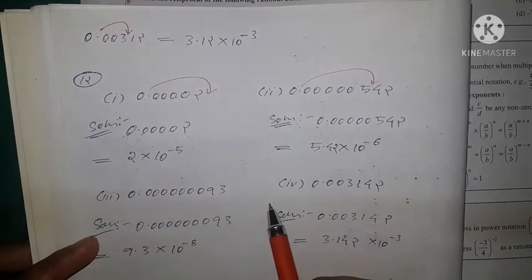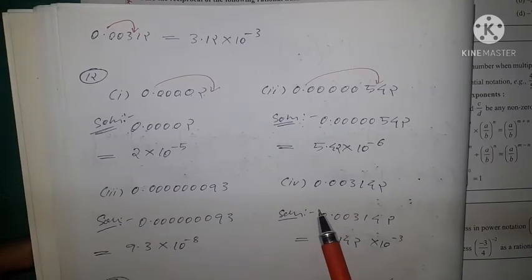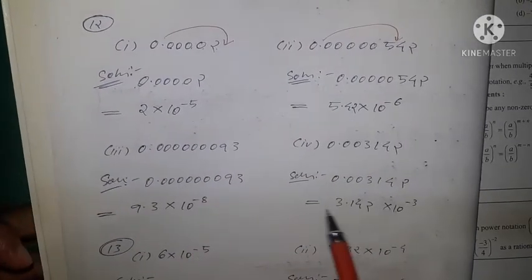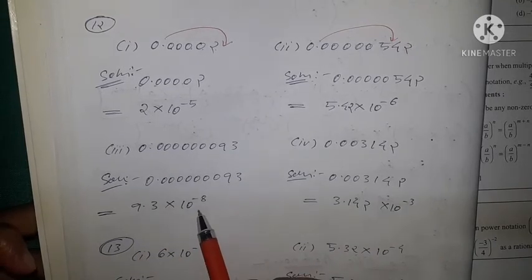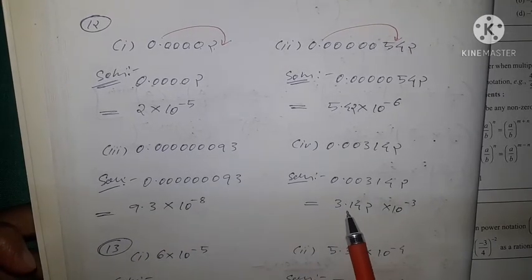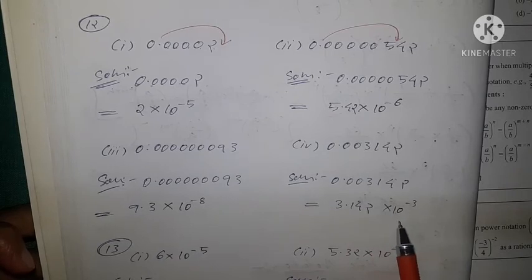So in a similar manner we will do question number 3 and 4. So these are the answers. Question number 3, it is 9.3 into 10 to the power minus 8, and 4 it is 3.142 into 10 to the power minus 3.